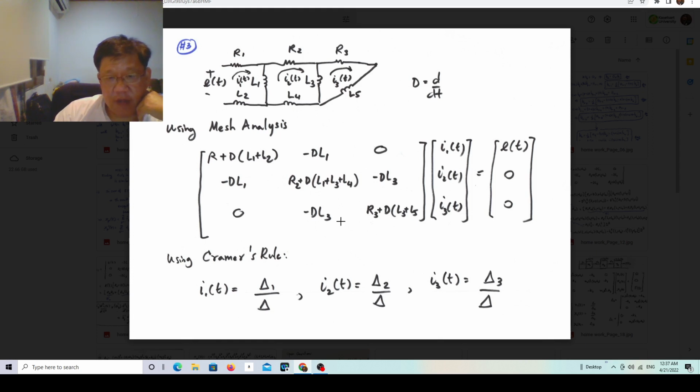But in this case, you can get the general form of I sub 1, I sub 2, I sub 3 as a function of t by applying Cramer's rule to get the corresponding ordinary differential equation here.